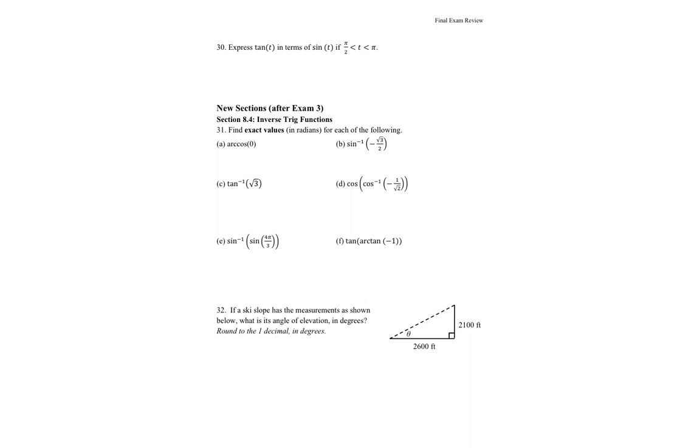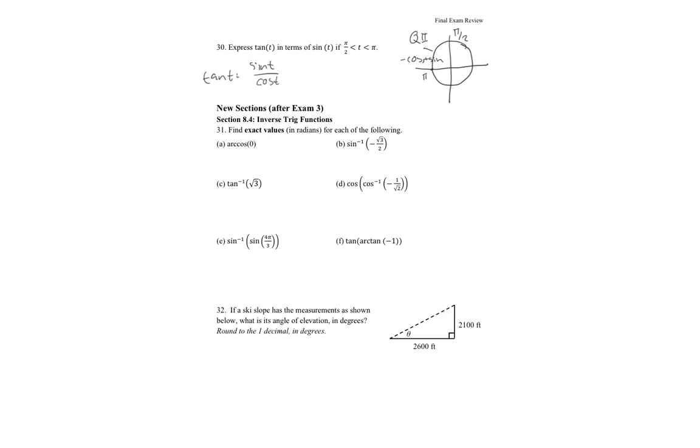Okay, so on number 30, it asks to express tangent t in terms of sine t if t is greater than pi over 2 and less than pi. So first we draw a unit circle to see where t is. Well, this is pi over 2 and this is pi, right? So we know that this is going to be in quadrant 2, which has a negative cosine but a positive sine. And so we just got to keep that in mind when we're doing this evaluation. But we know that tangent t is equal to sine t over cosine t. And so we can find an expression for cosine t in terms of sine, right? Because this has to just be in terms of sine.